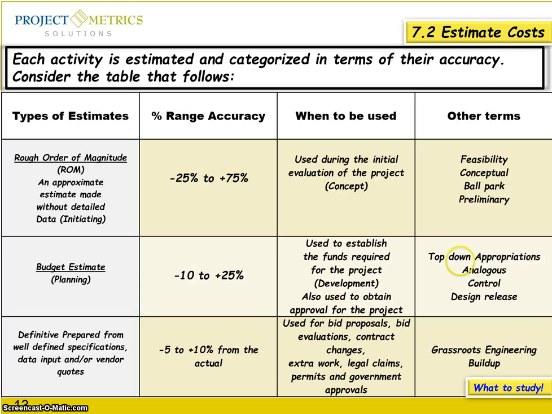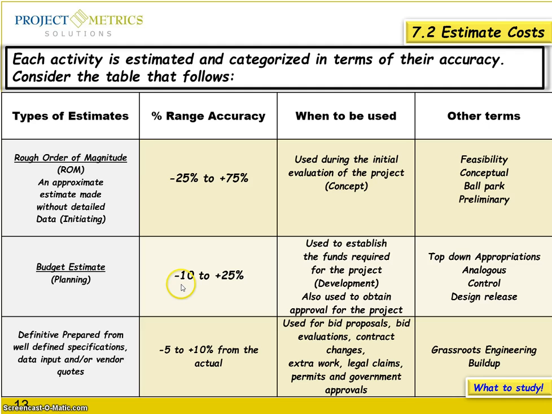What to study here? There are types of estimates and range of accuracy, and when we are going to use them, and other terms. I'd like you to focus on the numbers in the range of accuracy. So if you need a level or range of accuracy between minus 25 to plus 75%, then you are talking about the rough order of magnitude at the initiating phase.